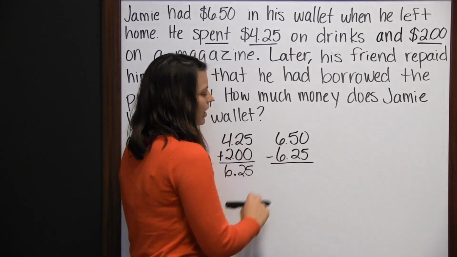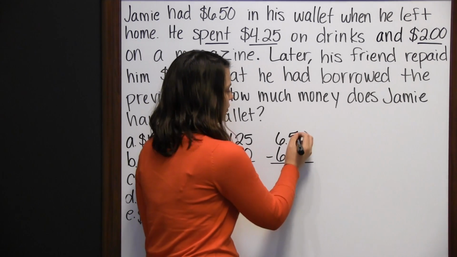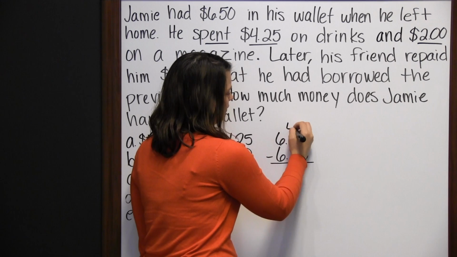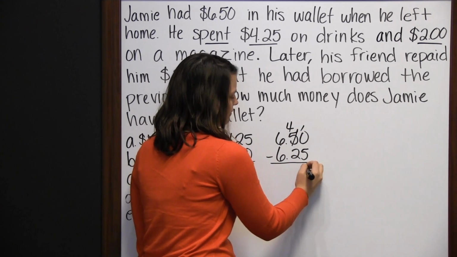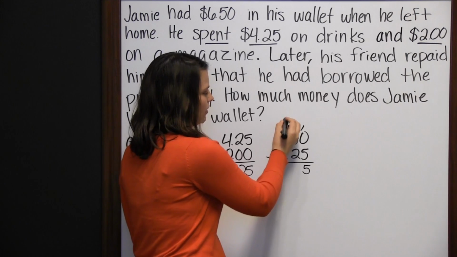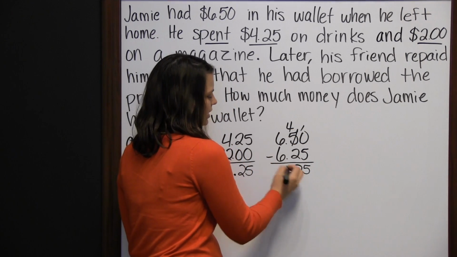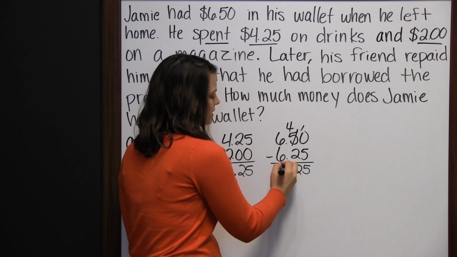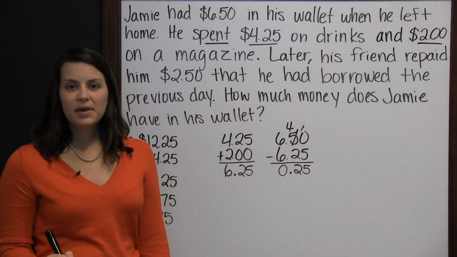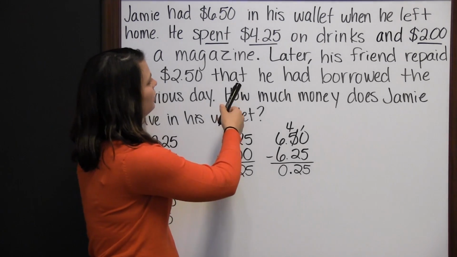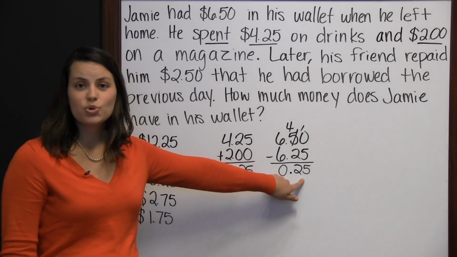And again, we need to line up our decimals. I can't take 5 from 0, so I'm going to borrow from this 5. It becomes a 4. And now I have 10 minus 5 is 5. And 4 minus 2 is 2. Can bring down that decimal. 6 minus 6 is 0. So that means after he spent the $4.25 on the drinks and $2 on the magazine, he only had 25 cents left.